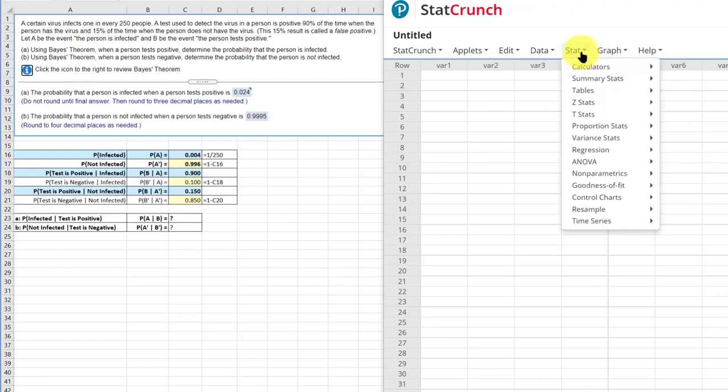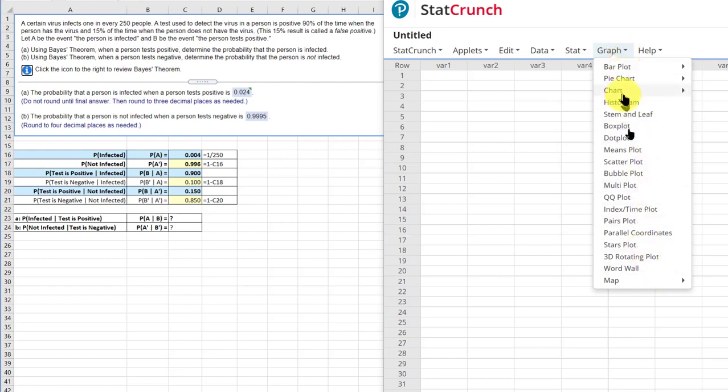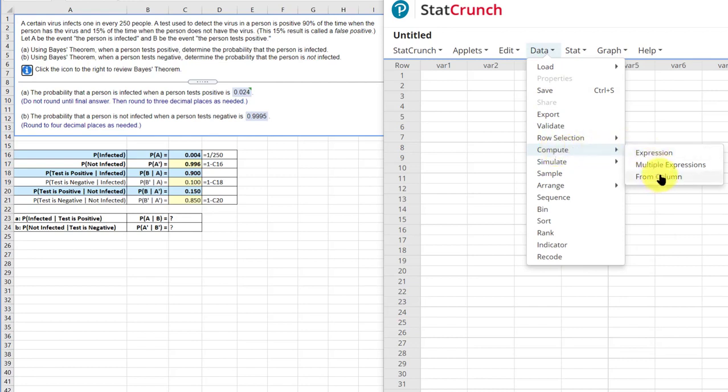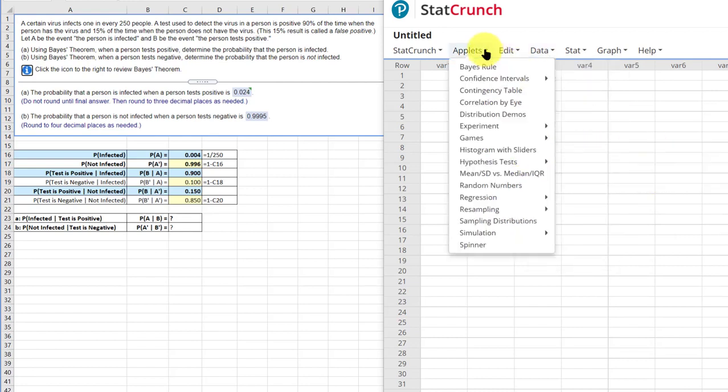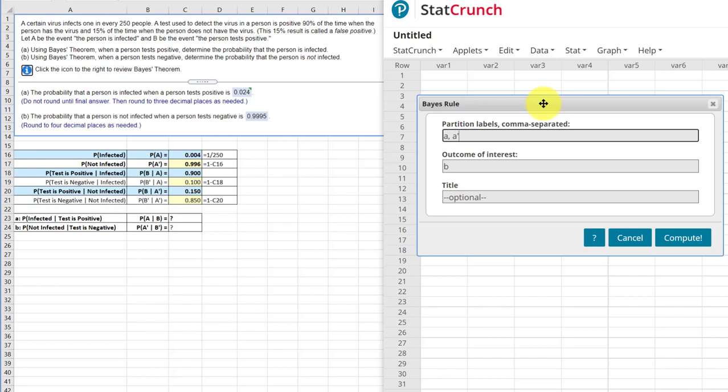So let's get into StatCrunch. So I've got StatCrunch open, and again, normally when we have calculators, you can't find a Bayes. There's no graph for a Bayes. And in data, of course, you could use compute to do all those expressions, which I find would be easier to do in Excel. But if you go to applets, the first one is Bayes' rule, and it's really simple to use. What I find is that it helps if you put the information in there so it matches your question. A is infected, comma, A prime is not infected, and the outcome of interest is test positive.